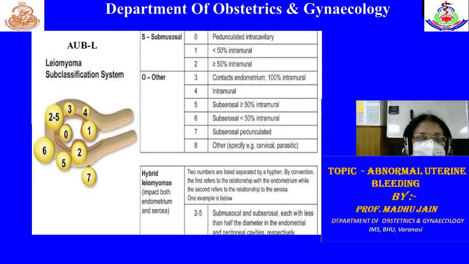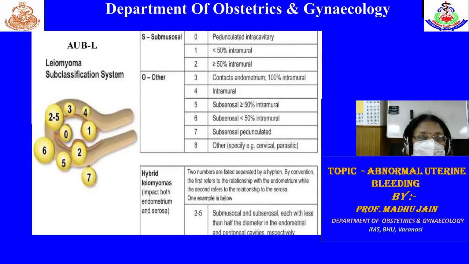Submucosal. That comes under 0, 1 and 2. 0 means completely inside. 1 means usually more than 50% inside, and 2 is less than 50% inside. So the importance of diagnosis is that 0 and 1 you can remove by hysteroscopy.